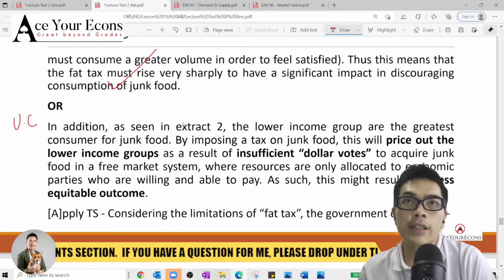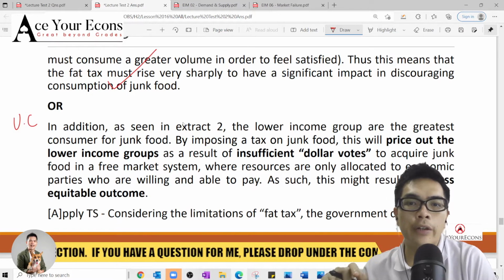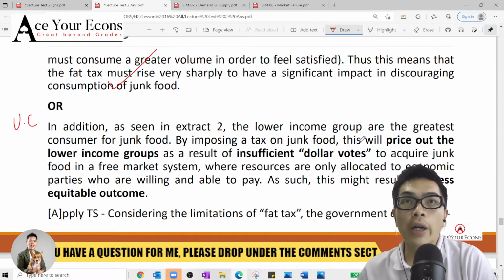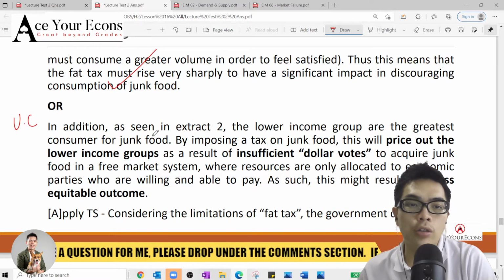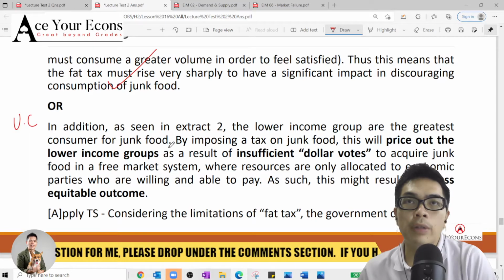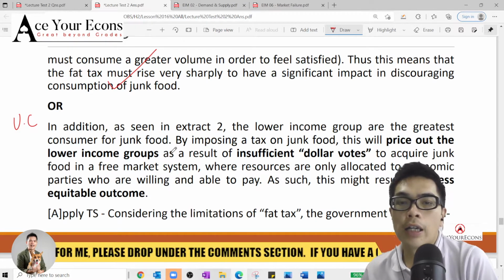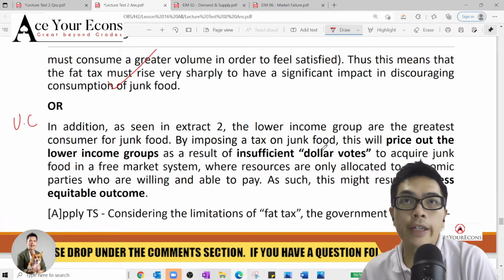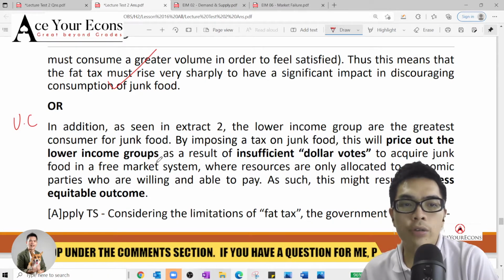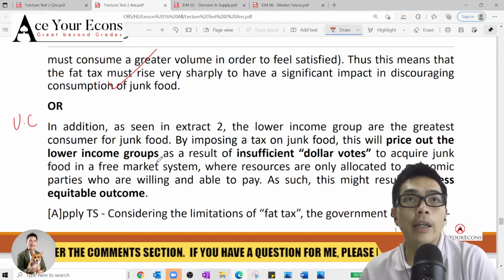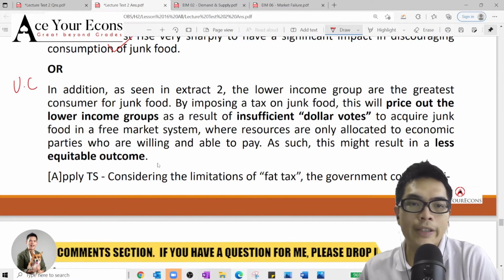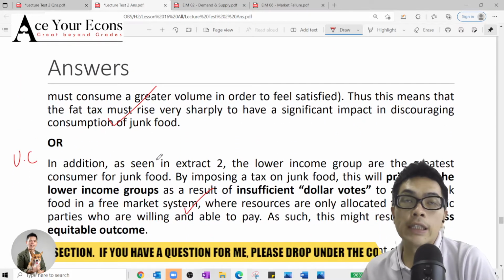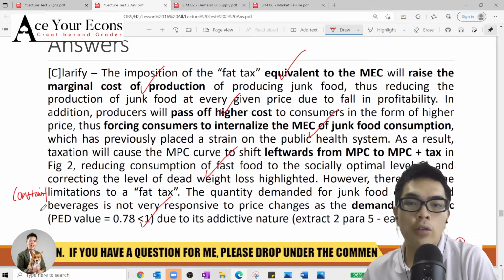In that case, we can see that lower income earners will be affected. Why is that so? We see that in extract 2, the lower income groups are the greatest consumers of junk food, and they are going to be the most susceptible to an increase in price. So when there is an increase in price, the lower income earners will result in a greater level of inequity. They'll be priced out of the market with insufficient dollar votes. So you can consider a UC here, unintended consequence, instead of a constraint.